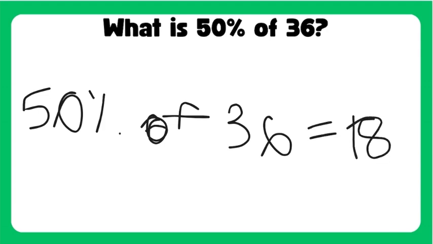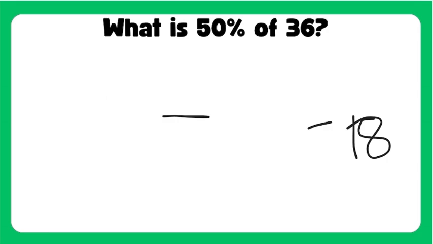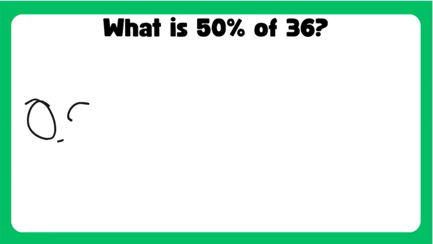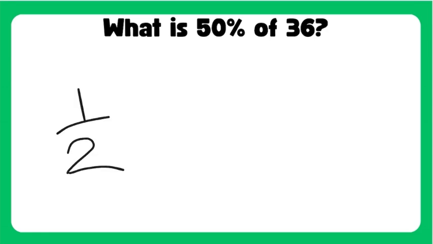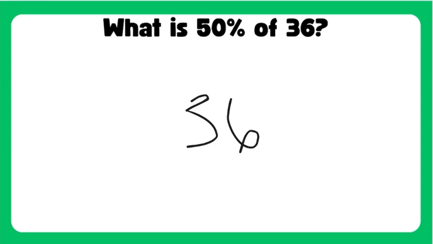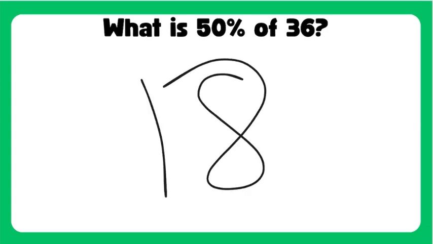Another way that you could do this is actually by doing that decimal thing. This is harder because you have to do it like this. 0.5 is 1 over 2. So you can say this is 1 over 2 times 36, which is just 36 over 2, that can also give you 18. But the answer for this is 18.